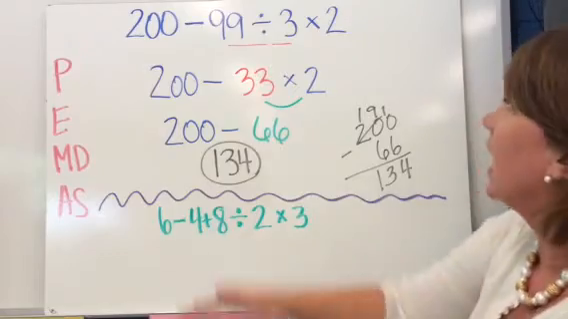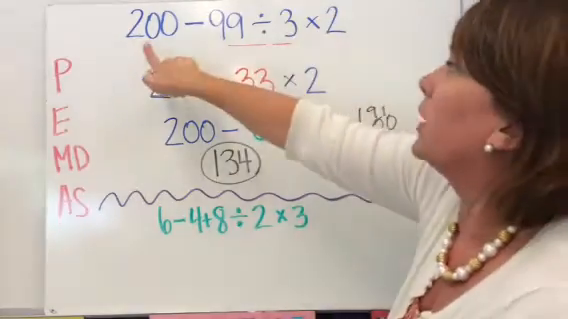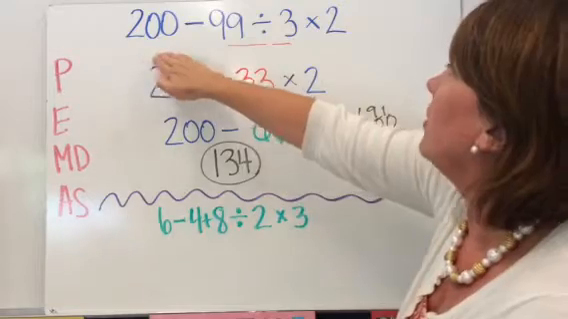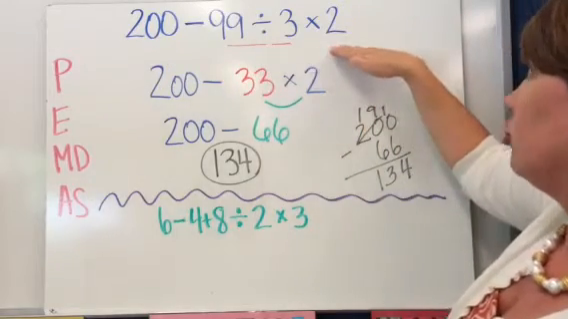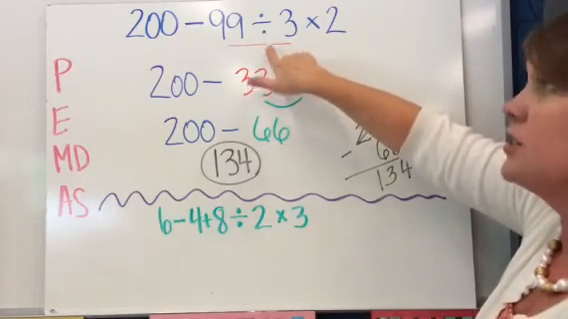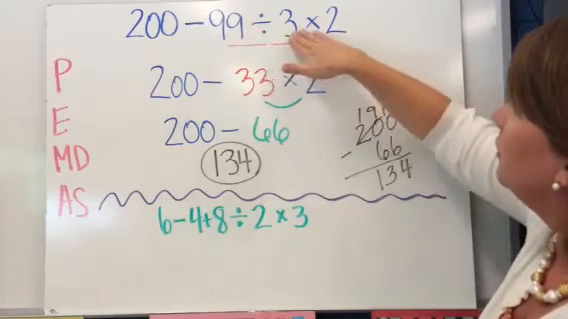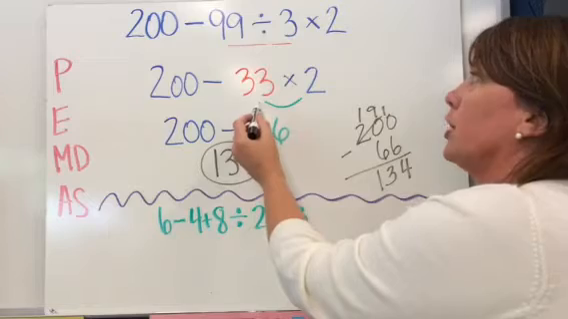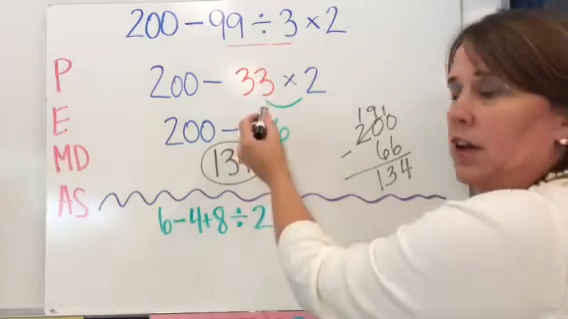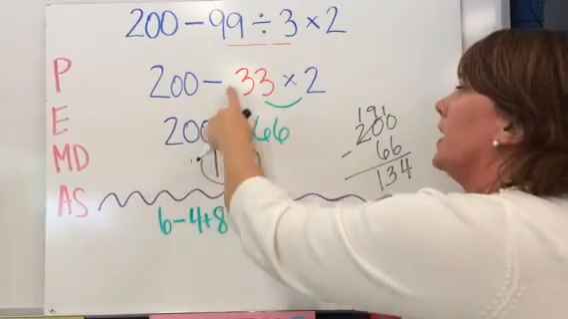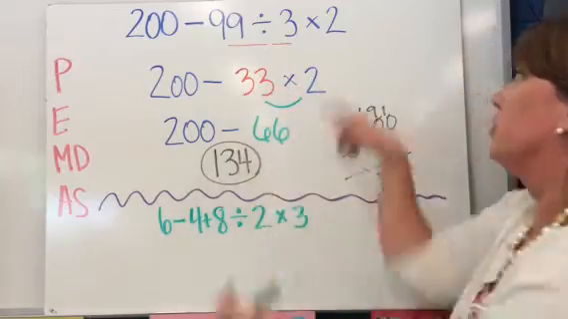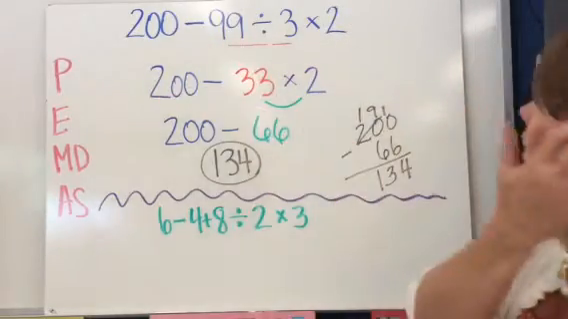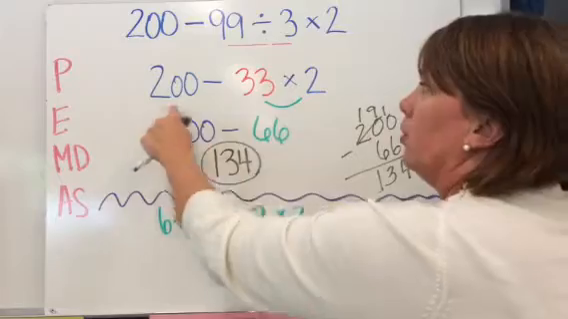And when that happens, I go from left to right, just like I read from left to right. So which comes first here? Is it the multiplication or is it the division? It's the division. So I do it first. So I'm going to do 99 divided by 3, which is 33, and I rewrite everything else. 200 minus 33 times 2. See how I brought everything else down? So now I have a brand new problem.